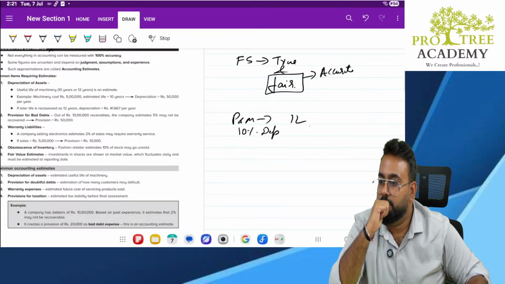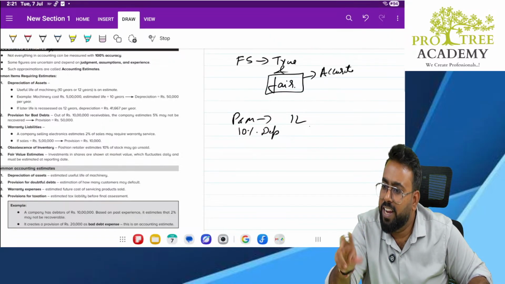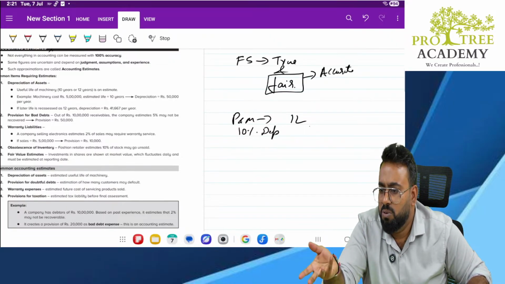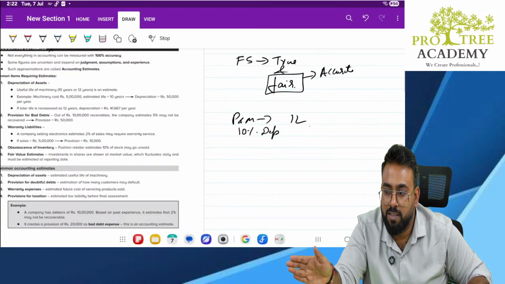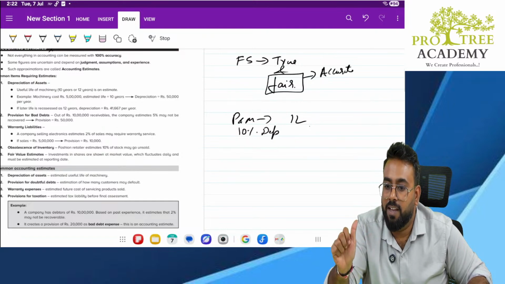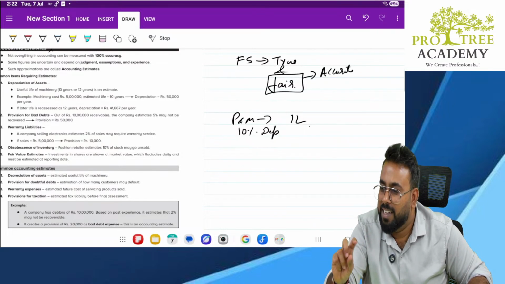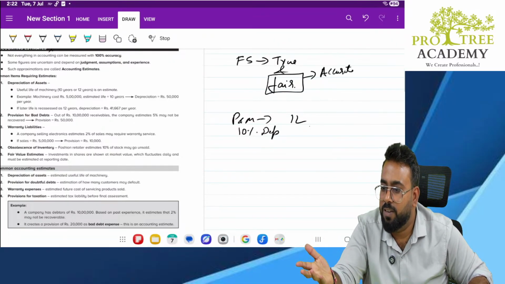Now my question is, in the second year, was there wear and tear higher than in the first year? No, you still maintained it. But are you not charging the depreciation similarly? So that means what? Is depreciation an accurate figure or just a judgment figure? It is a judgment figure. It is not an accurate figure. You are understanding? 10% is not an accurate figure.